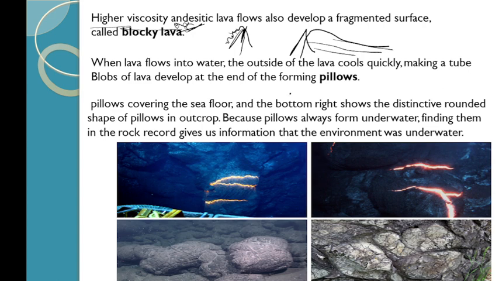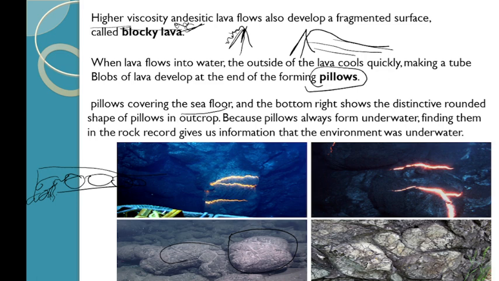But whenever you see this pillow structure, pillow-like, everyone knows a pillow-like structure. When lava flows into water, in a region that is ocean, and suddenly a volcano erupts, the outside of the lava cools quickly and makes a tube-like ball. It is called pillow lava, pillow covering the sea floor.